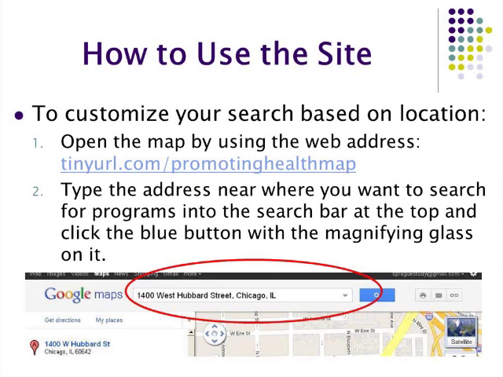Once you've opened up the map on your screen, just like any other Google Map function, you will type the address near where you want to search for programs into the bar at the top, and then click the blue button with the magnifying glass on it. It can be as specific as you want. It can be an actual address, either a patient's address or the location of your practice. It can be as broad as a zip code or a street intersection, whatever makes the most sense for you or your patient.